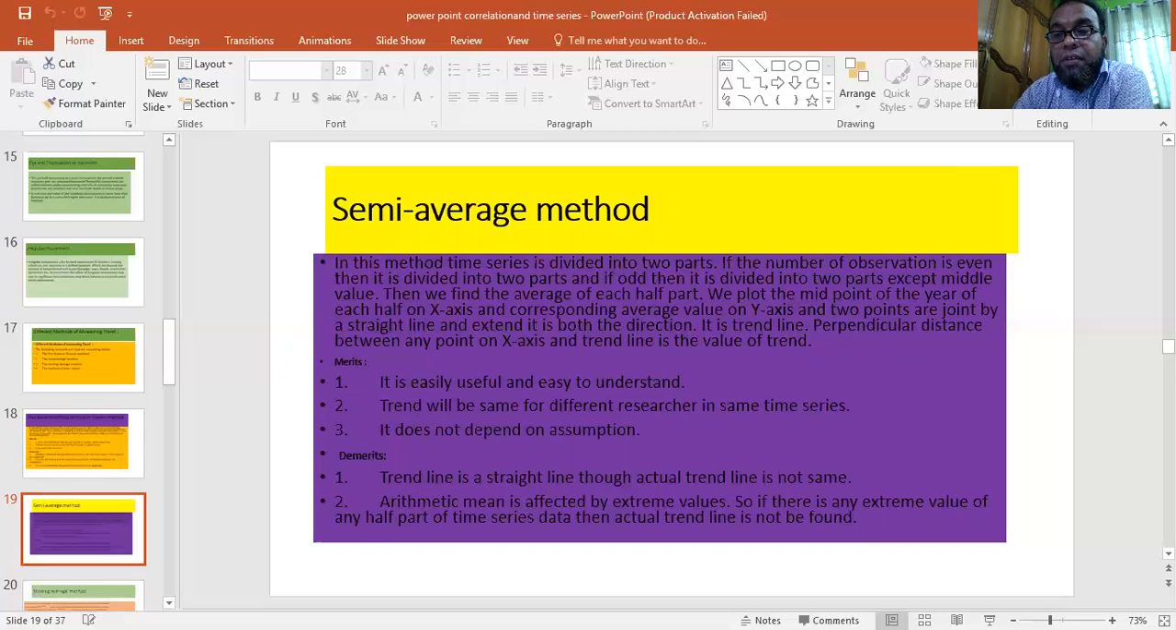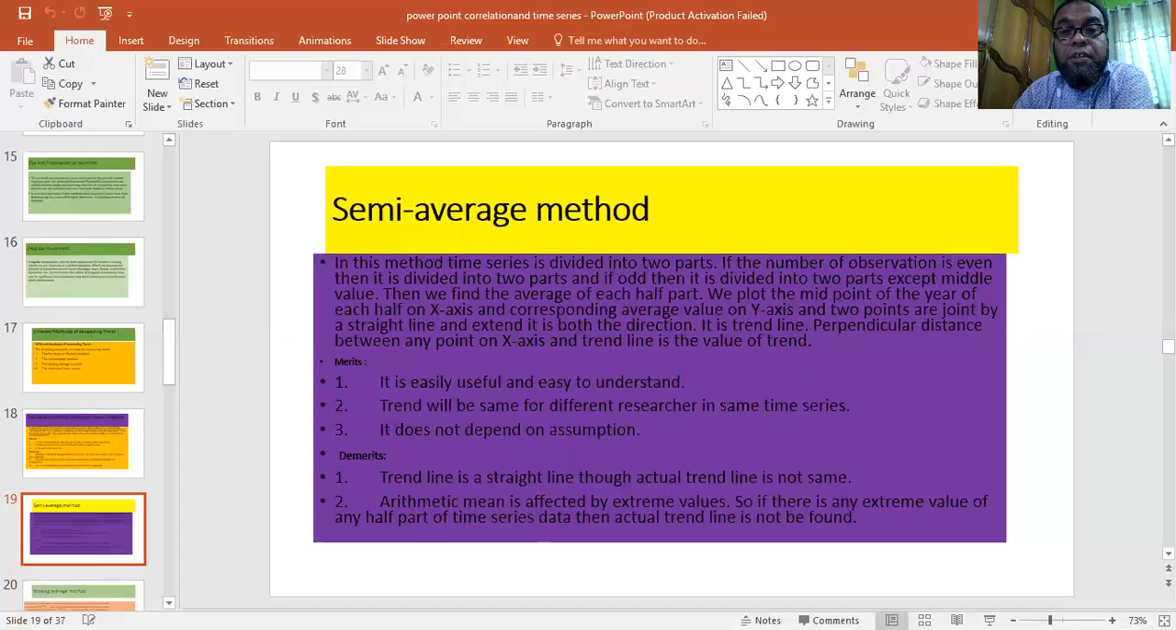Whose average? Of the data which are given corresponding to the years. And where will you write it? If you find the average of 3 years, then you will write the average value against the second year. And for the last half, you will write it against the sixth year, okay? So let's see what is written in your slide.